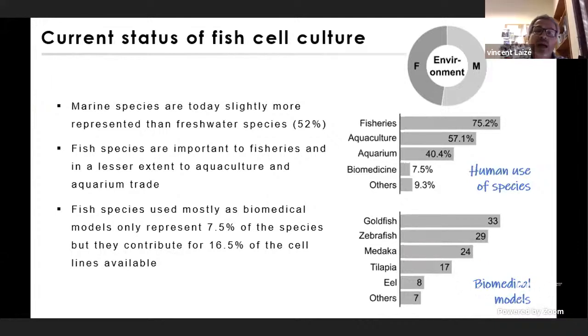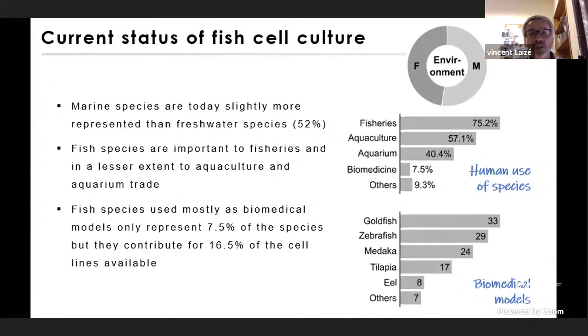If we look at the use by humans of these fish at the origin of the cell lines, you can see that most of them are in use for fisheries and also for aquaculture. Few of them are in aquarium, or even fewer in biomedicine. Actually, this is according to the primary application of these fish cell lines, which has been the study of host-pathogen interaction to understand the disease outbreaks that you have in fisheries and in aquaculture.